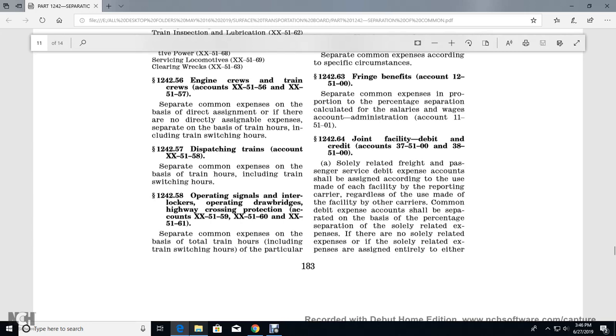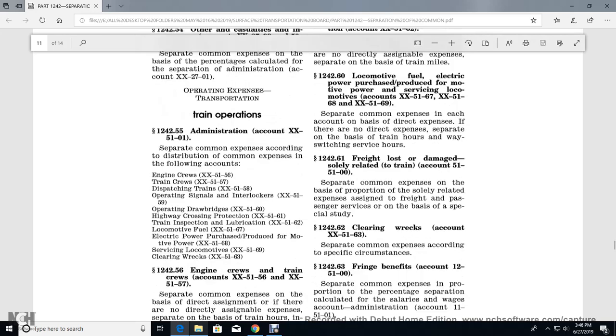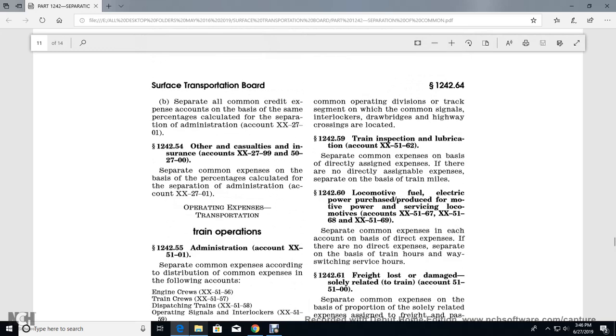1242.58, operating signal, interlocking, operating drawbridge, and highway crossing protection, accounts 5159, 5160, 5161: separate common expense on the basis of the total train hours, including the train switching hours, with a particular common operating division track for the segment where the common signal, interlocking, drawbridge, and highway crossings are located.